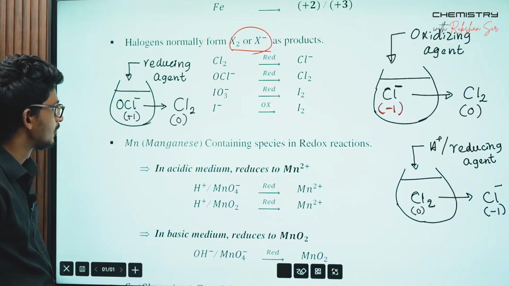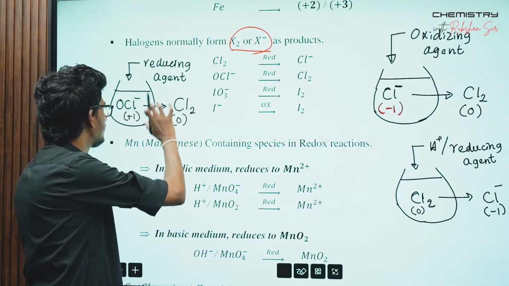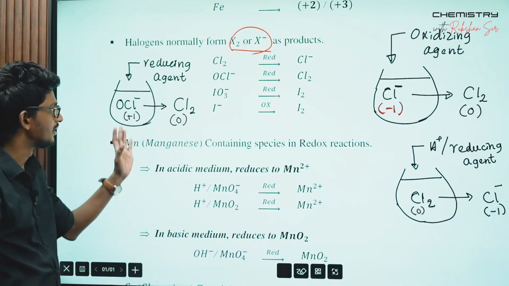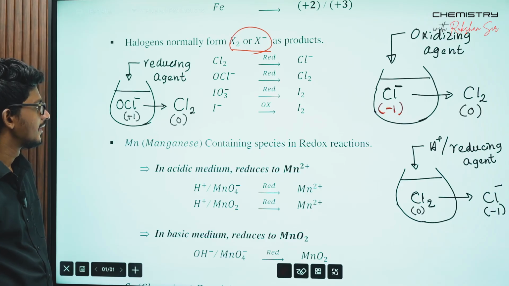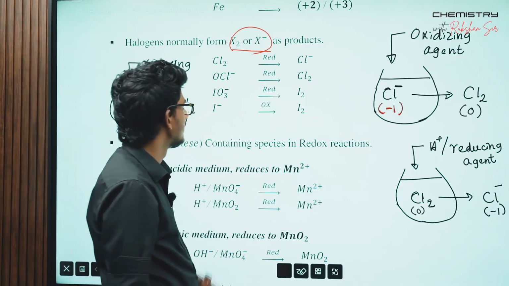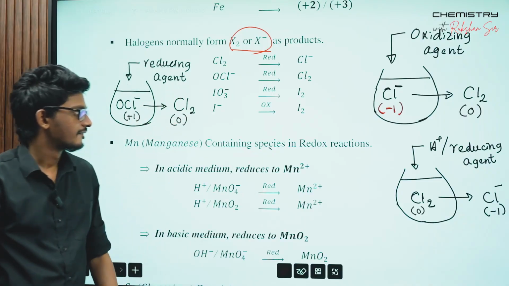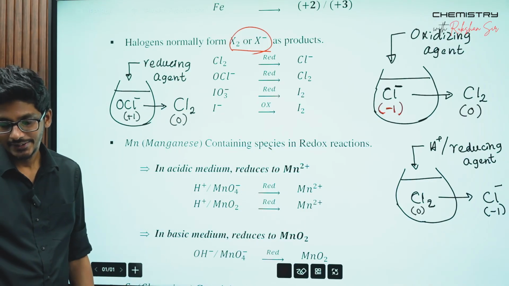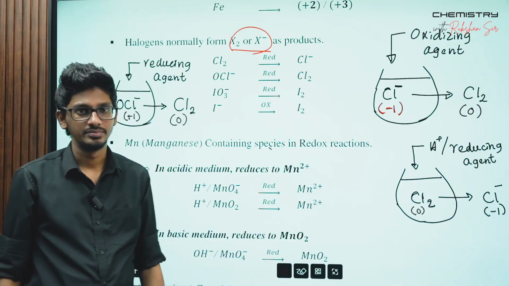When you add some reducing agent or oxidizing agent, halogens are always supposed to come up with the X2 form or the X minus form. Even with iodine, the same thing will happen. That is the idea about the third point.